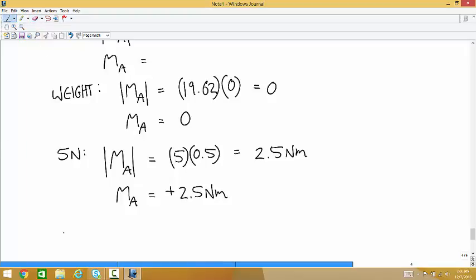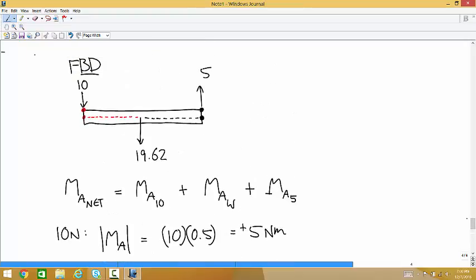So the net moment is 5 plus 0 plus 2.5, so 7.5 Newton meters. Those are counterclockwise. Both of those two forces would make that rotate counterclockwise.